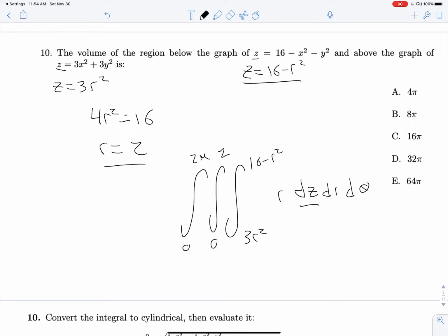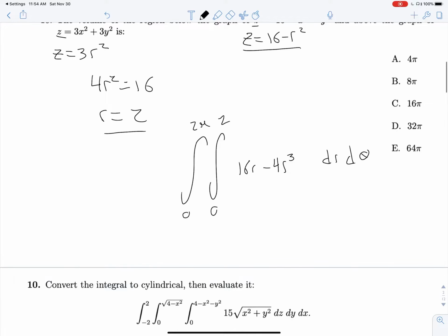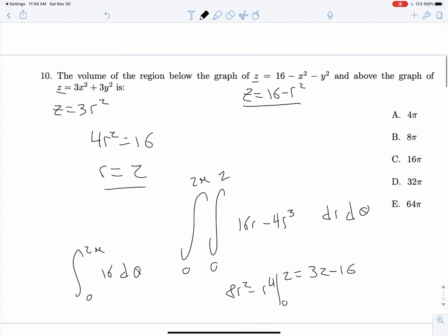And we can evaluate this. There are no z's in this integrand, so we're just going to multiply this in and subtract and multiply that in, and that's going to leave us with 16r minus 4r cubed dr d theta, which we can evaluate to 8r squared minus r to the fourth on 0 to 2, which will be 32 minus 16, or just 16. And so we're left with the integral from 0 to 2 pi of 16 d theta, which will be 32 pi.